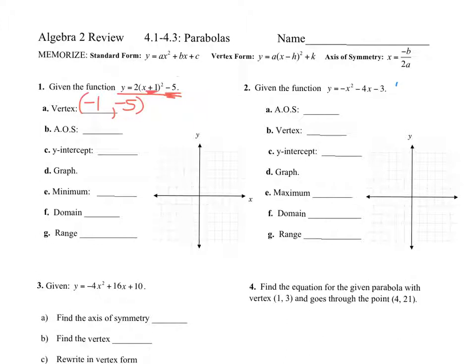Not -1. X equals -1. If you don't put the x equals, that's half of the question wrong. You have to put x equals -1. It's a line, right? You're welcome to draw the axis of symmetry in. I think it's very helpful. -1, -5 is your vertex. 1, 2, 3, 4, 5.